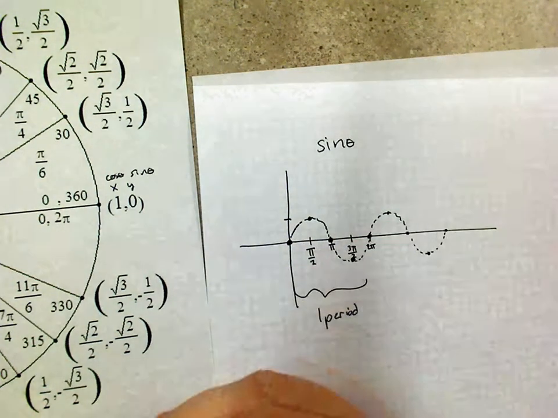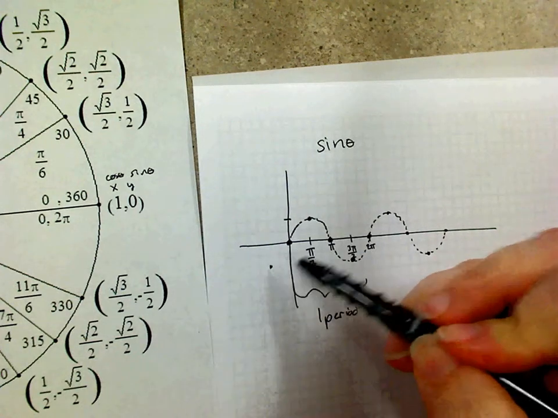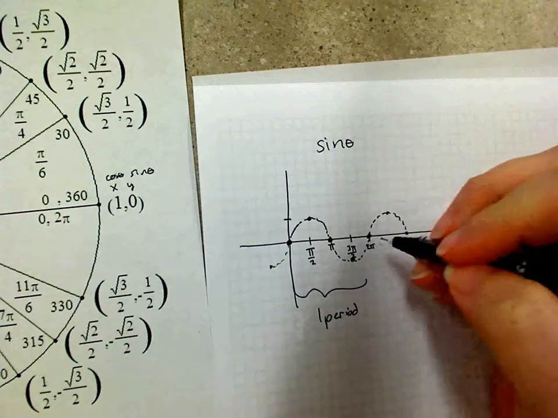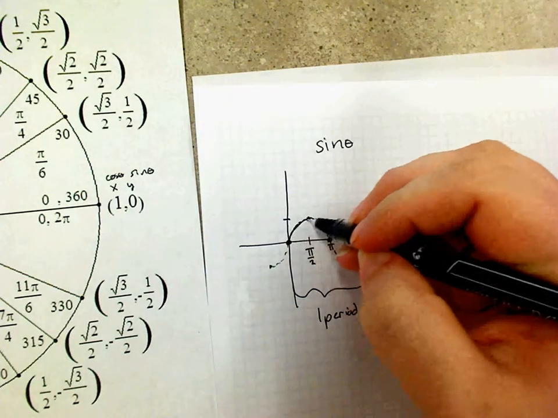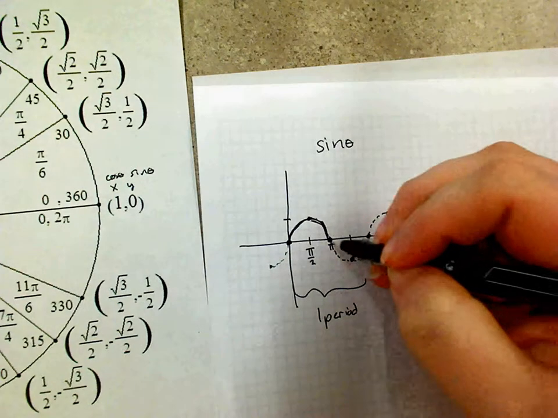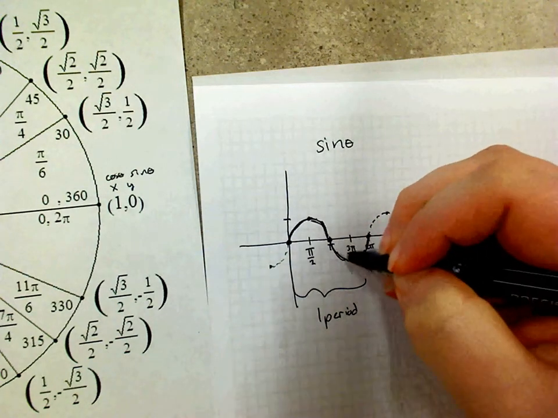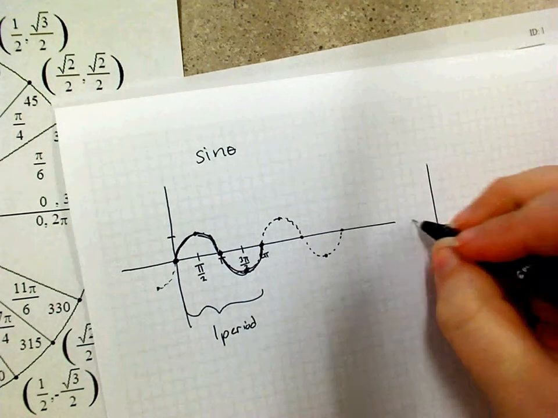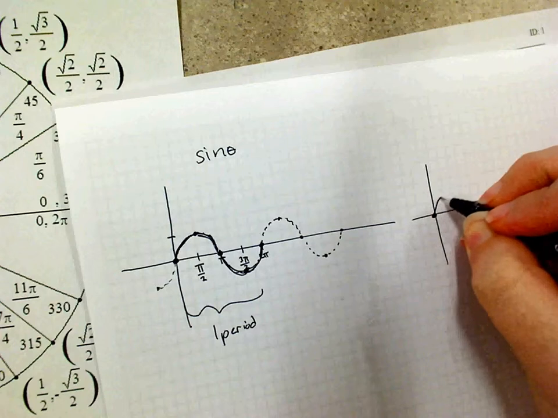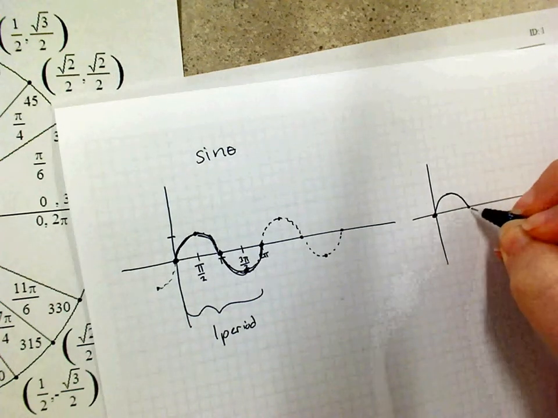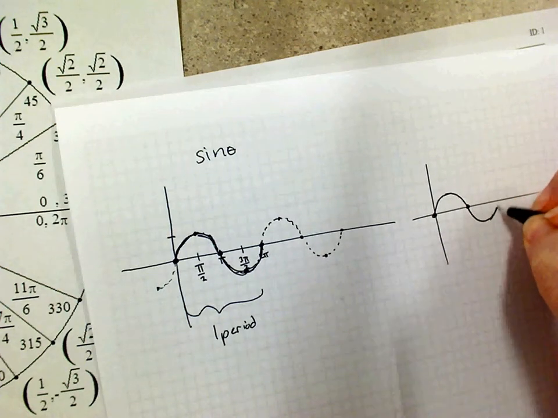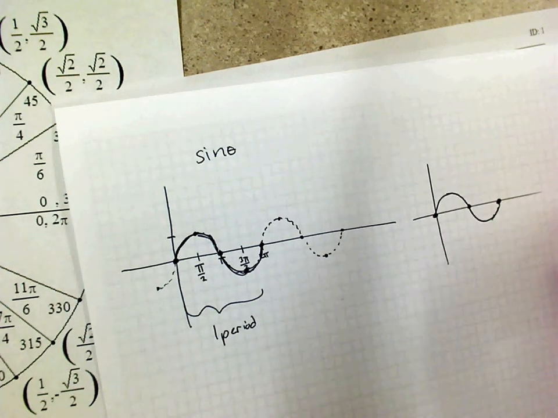If I said negative pi over 2, then it would be at -1 right there, and so we keep on doing the same thing on either side. But what you have to know is that this right here is one wave of sine. So if I say, what does sine look like? Sine starts at the origin, goes up, comes back down. Halfway through its period, it's back at the origin, and then it goes down, and then it comes back to the origin at the end of its period.